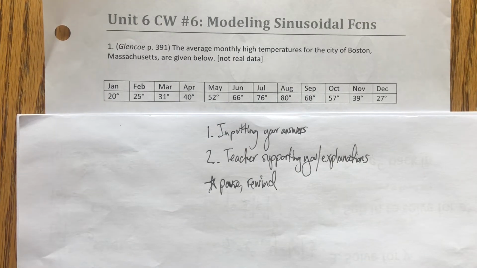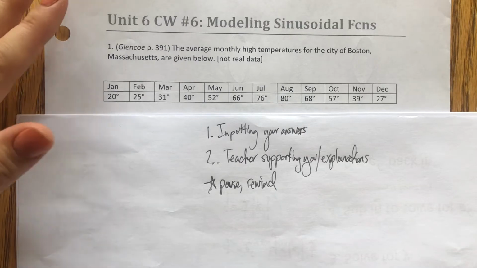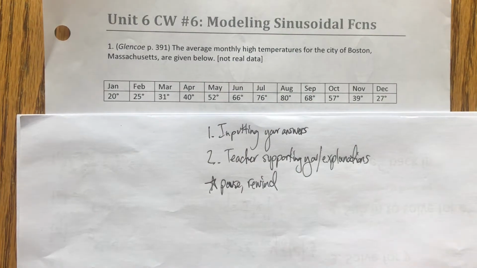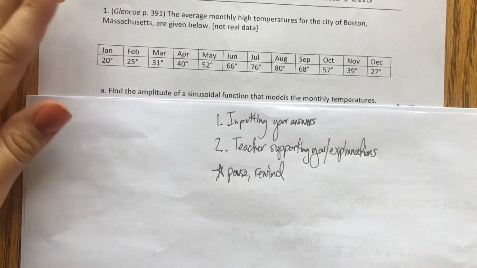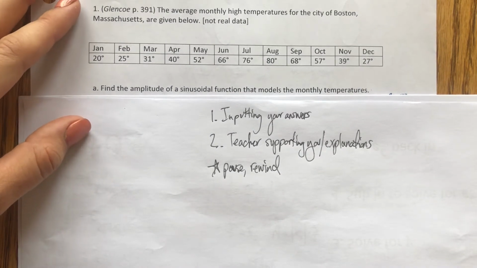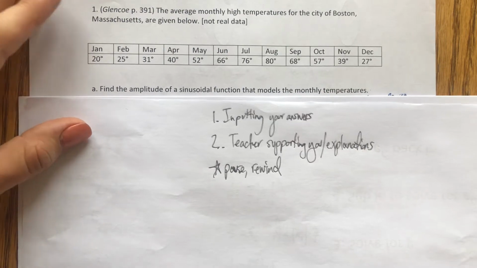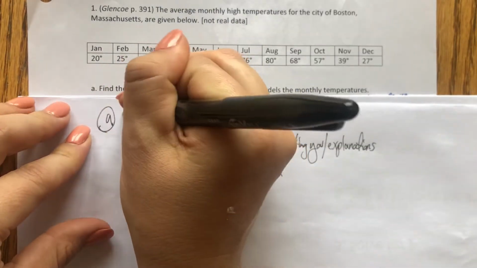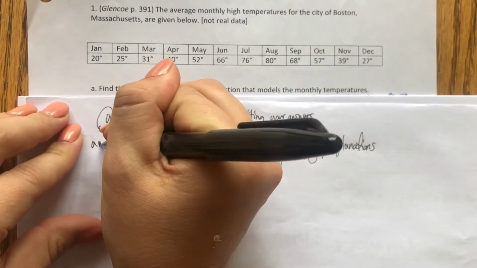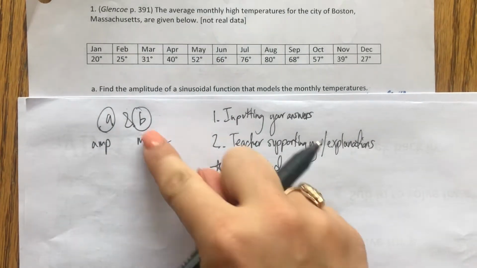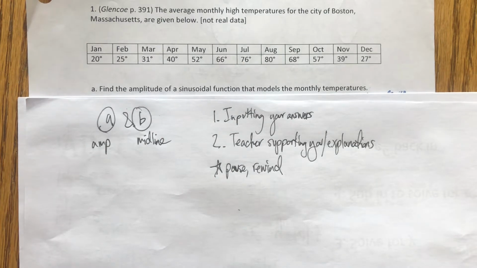The average monthly high temperatures for the city of Boston, Massachusetts are given below. We have this data, and we're going to model this data with sinusoidal functions. Part A: find the amplitude of a sinusoidal function that models the monthly temperature. I'm actually going to do A and B at the same time. I'll give you a second to input your answers for A and B. A is the amplitude, and B is the midline. My process is doing the midline first and then the amplitude, but your process might be amplitude and midline, but input both of those answers, please.